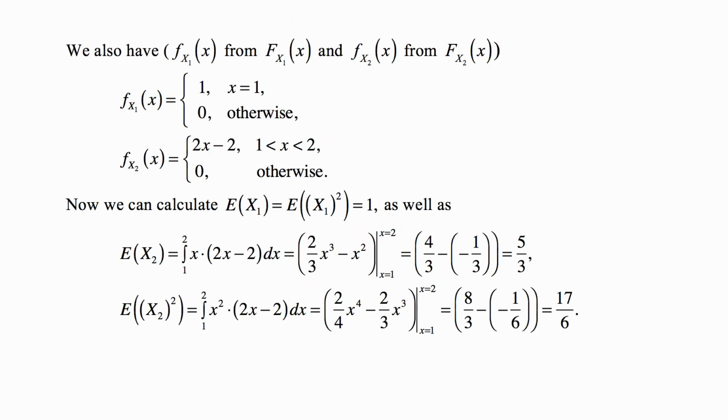And we also have f sub X1 of x, the probability function for the first distribution, to be 1 when x is 1 and 0 otherwise, and the second one is a continuous distribution with a density of 2x minus 2 for x between 1 and 2 and 0 otherwise.